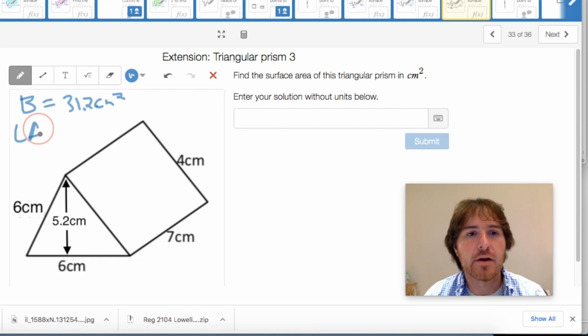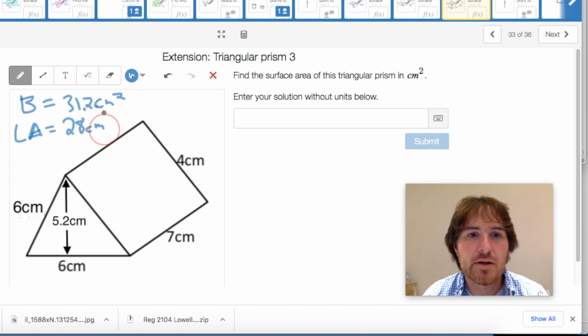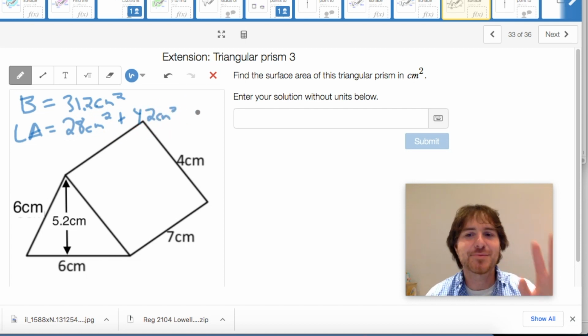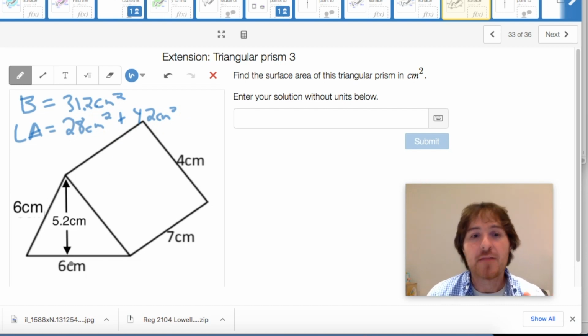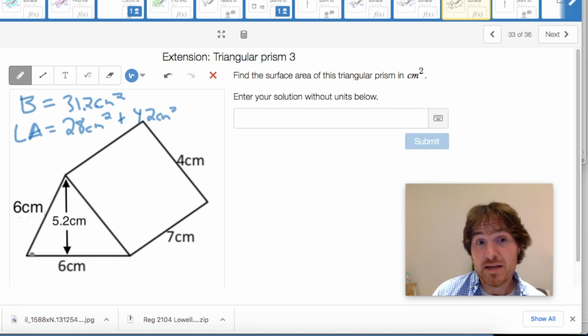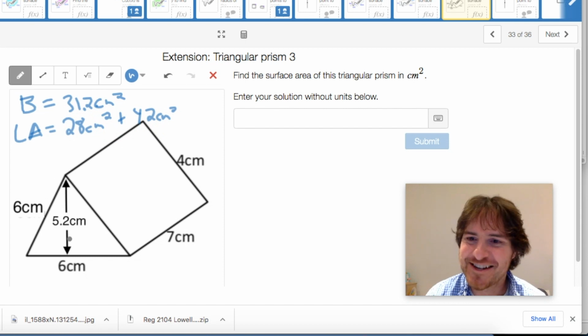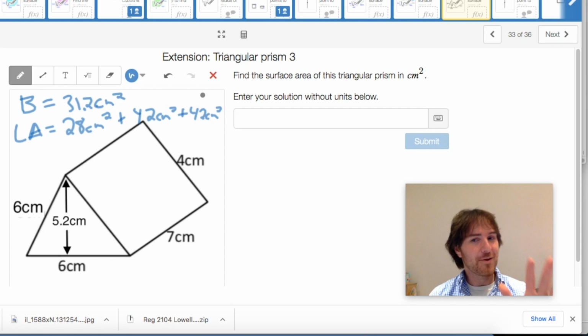Then I have my lateral area, which is 7 times 4, which is 28 square centimeters. Then I also have 6 times 7. That's 42 square centimeters. Please ask me questions too, in case I'm going too fast and having trouble finding everything here. That's that invisible side over there, okay? And then we have a base that's missing here. But what's it going to be? It's going to have to be 6 times 7, so that's another 42, because it's an isosceles triangle here, isn't it? Okay, so that's 42.